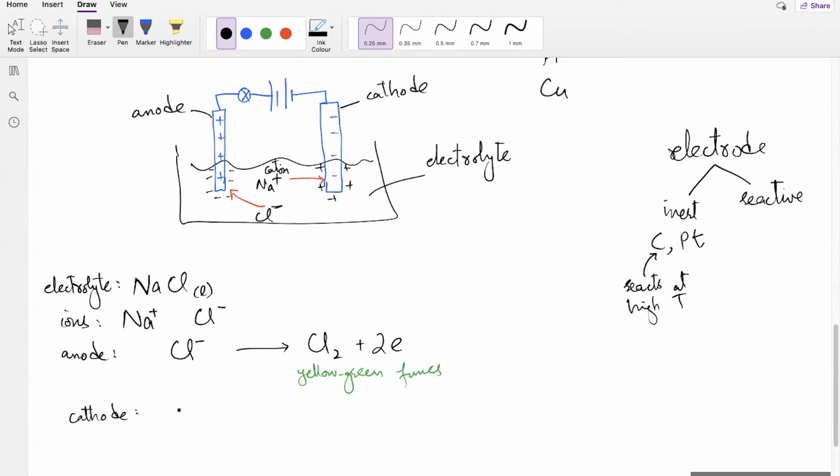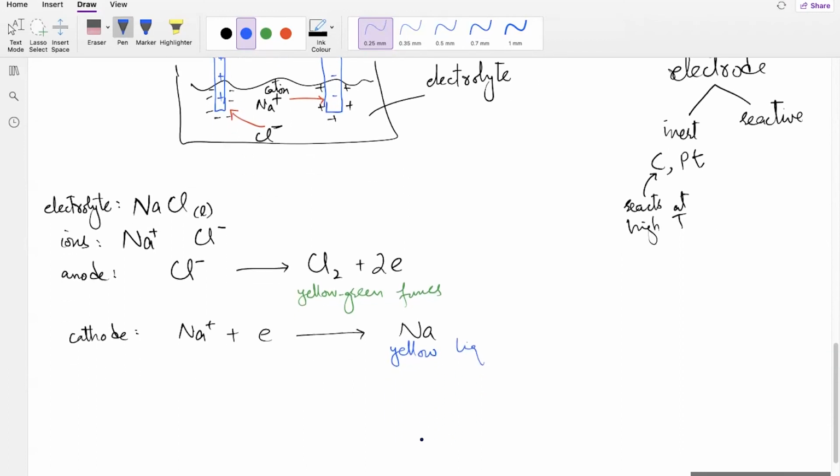So I have sodium ion that is going to go to the cathode. It's being attracted. It's going to get electrons and become sodium atom. Sodium is a yellow solid, so I will see yellow liquid. Why? Because the temperature is quite high. But you don't need to know whether it's liquid or solid. You don't need to know that.